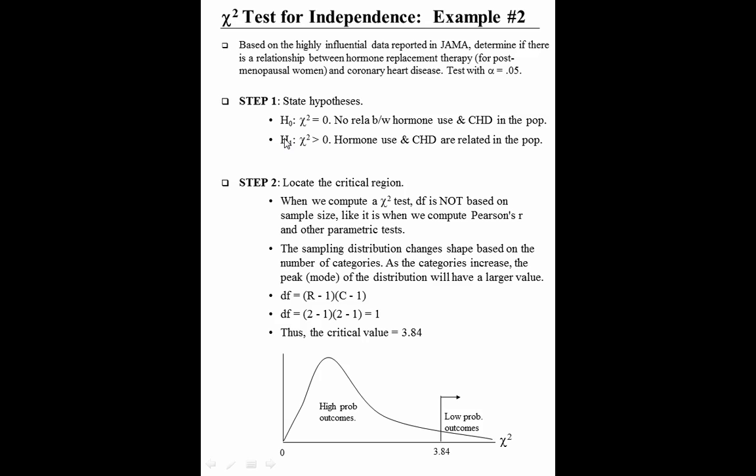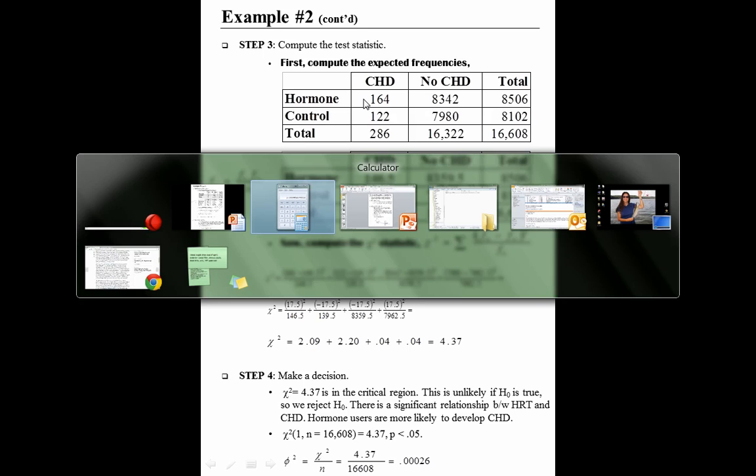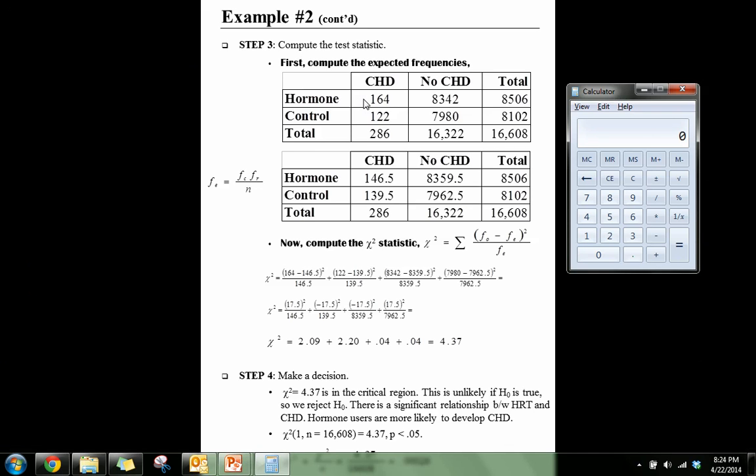Well, let's make sense of it, because remember, the results can go in either direction. We might find that those who take the hormones have less likelihood of heart disease. We might find that those who take the hormones have more of a likelihood of heart disease. So let's just real quickly compute the percentages of heart disease for the hormone users and the non-hormone users, the people in the control group. So let's pull out our calculator again. Here we have 164 people who were taking hormones and had heart disease.